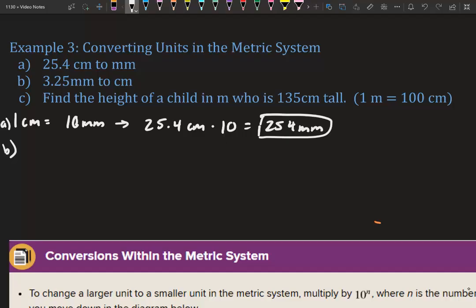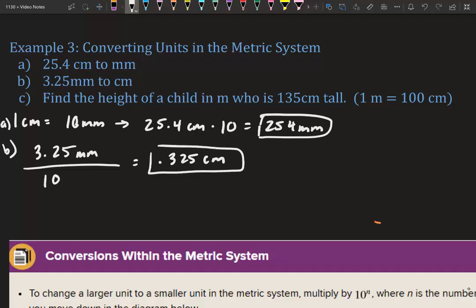Alright, now we're doing the opposite. So do you notice that when we went from centimeters to millimeters, we multiplied? So the opposite is actually to divide that. So 3.25 millimeters divided by 10, we get 0.325 centimeters. So we're going to find the height of a child in meters who is 135 centimeters tall, and it told us 1 meter is 100 centimeters.